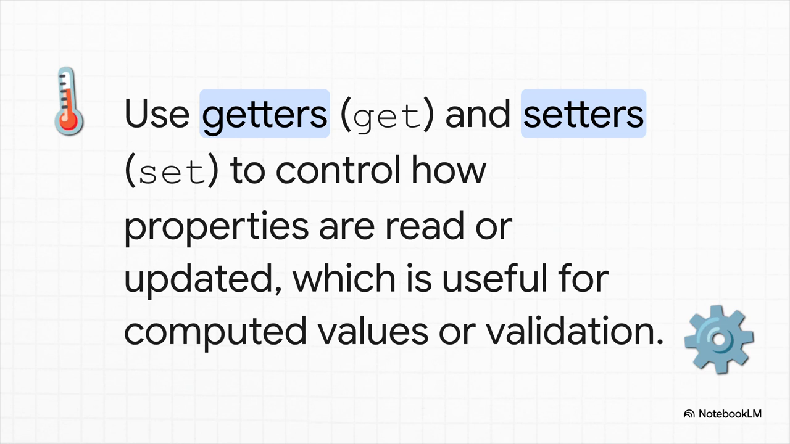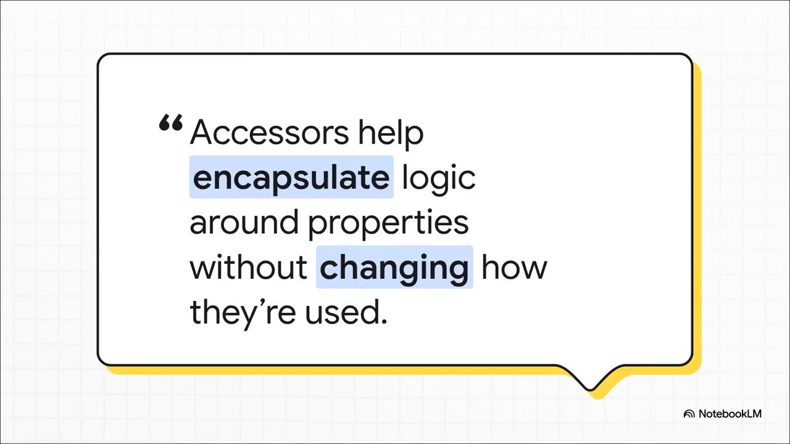A setter would do the opposite, letting us run logic whenever someone tries to change the value. And the reason this is so cool is right here. It encapsulates the logic. It means someone using your class can just say temp.Fahrenheit. It's simple, it's direct. They don't have to know or care that you're doing a bunch of math behind the curtain. You get to hide the complexity and keep the public interface beautifully simple.